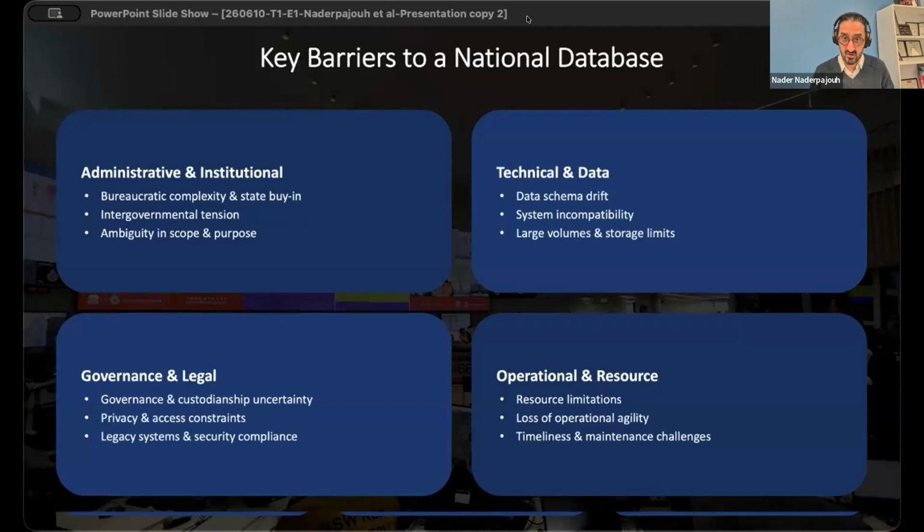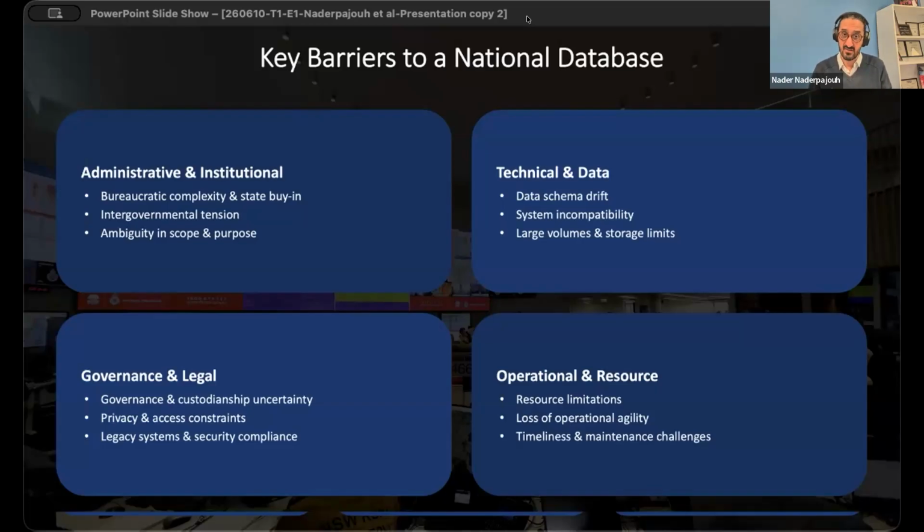But it's much more than just technical. There are administration and institutional level barriers, like bureaucratic complexity, intergovernmental tensions that we would have between different jurisdictions, ambiguity in the scope, which would be much more difficult across jurisdictions. Governance and legal challenges, for example, who would take the custodianship of the data and the uncertainty associated with it? What are the privacy and access constraints that we would have, again, because it would be national level? What are the legacy systems and security compliance?